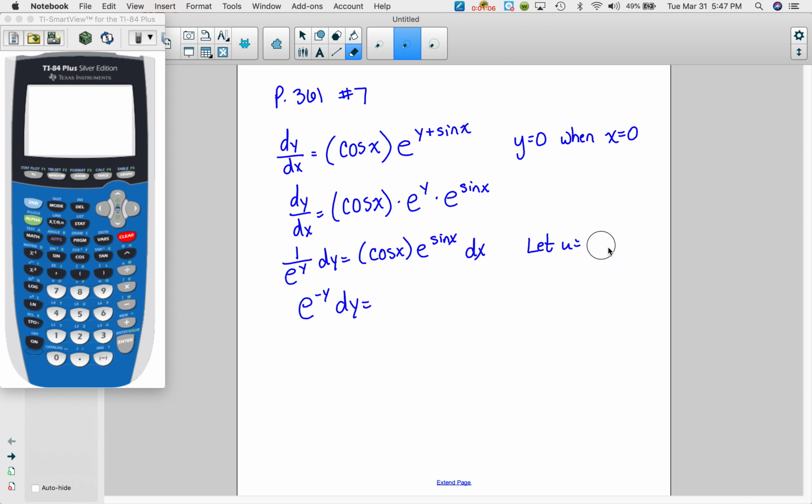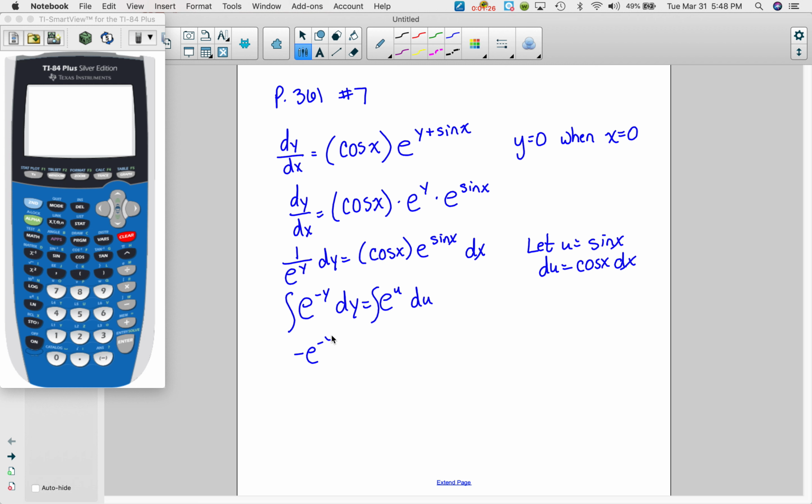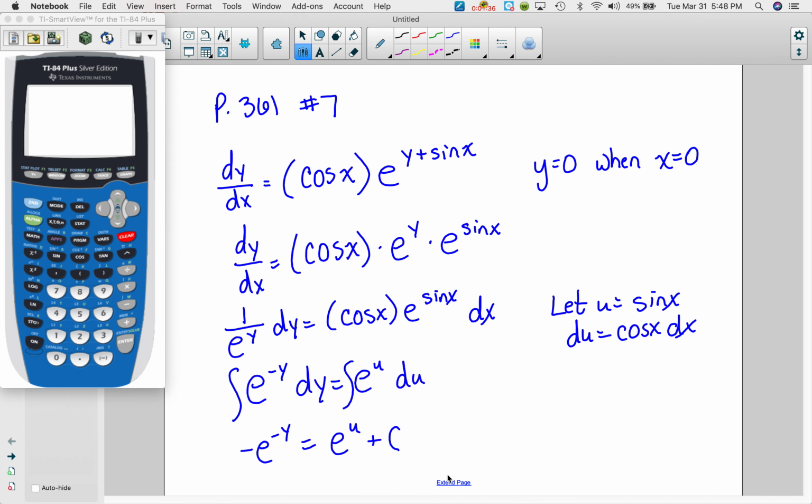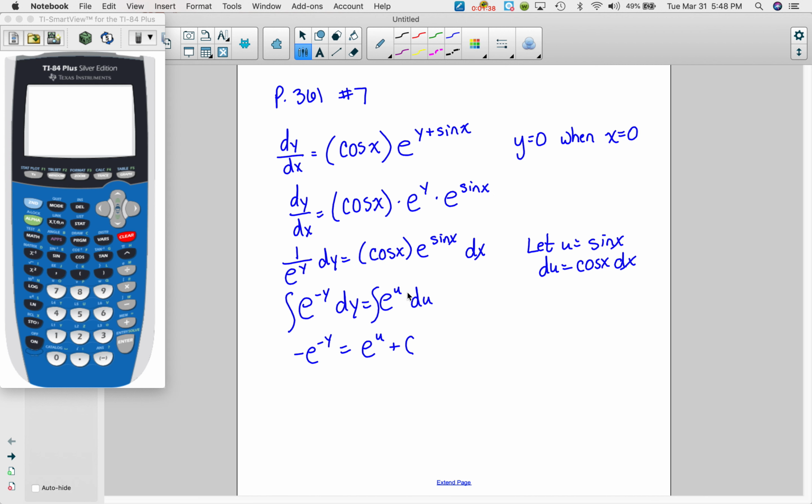That was not right. u is sine x. So du is cosine x dx, which we have there. So now we have e to the u du, and I'm going to do the antiderivative of both sides. So here we just get negative e to the negative y, and here we get e to the u plus a constant. Let me fix this here so we can see it better.